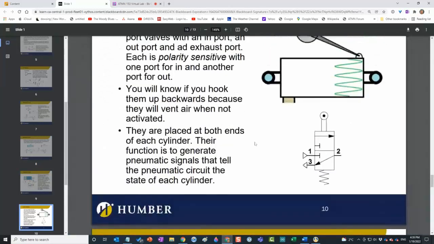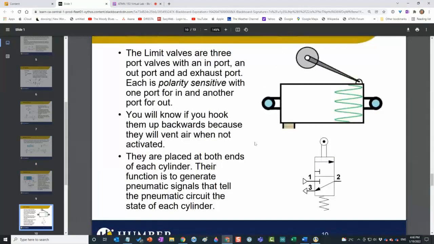There you go. So limit valves, what's going to happen is they've got exhaust ports too, and they are polarity sensitive. When you get into the lab, you will notice that you have to put pressurized air into port 1, and then out of port 2, the signal from here has to go somewhere, usually to a valve that then moves a cylinder, called a DCV. And then this port here, number 3, is always the exhaust.